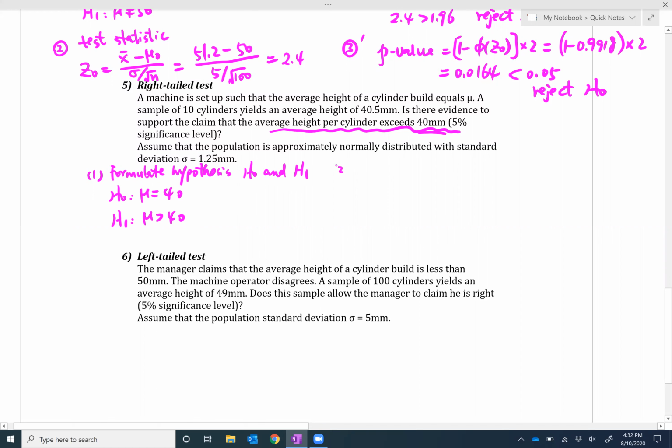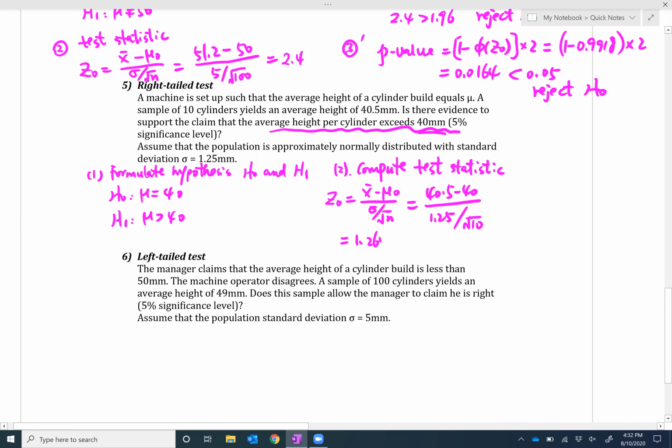Now the second step, compute the test statistic. This Z0 equals x bar minus mu 0 divided by sigma over square root of n. This equals 40.5 minus 40 divided by, what is the population standard deviation? 1.25 over square root of 10. And this equals 1.2649. This is my test statistic.